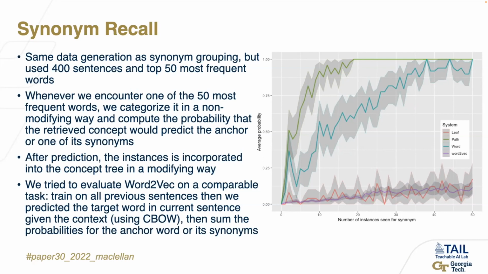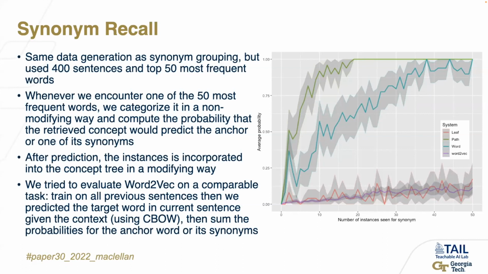Okay, thank you. So we trained our system using these sentences, and we looked at how well they're able to place those instances into a concept that predicts either the anchor word or one of its synonyms. And we also wanted to evaluate how well this would compare to a word2vec approach. So we created a similar model here that trains on all the sentences up to a given sentence, and then it tries to predict the anchor word or one of its synonyms using the context elements.